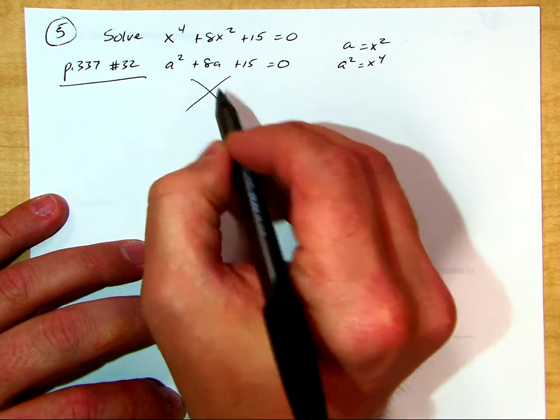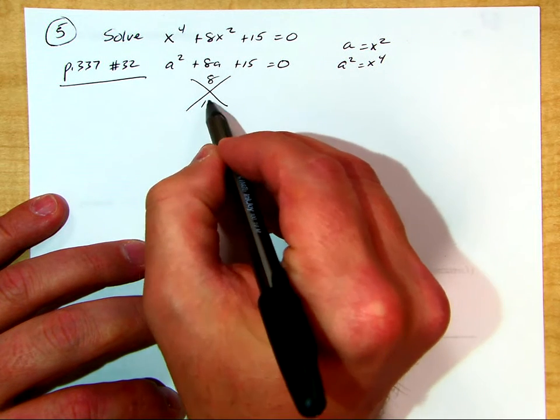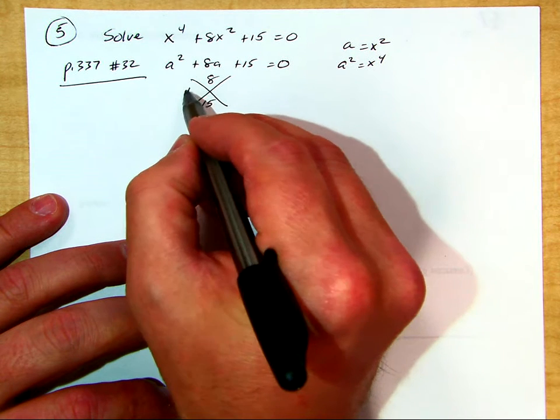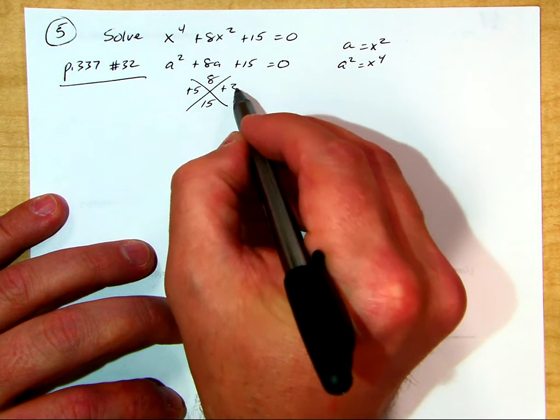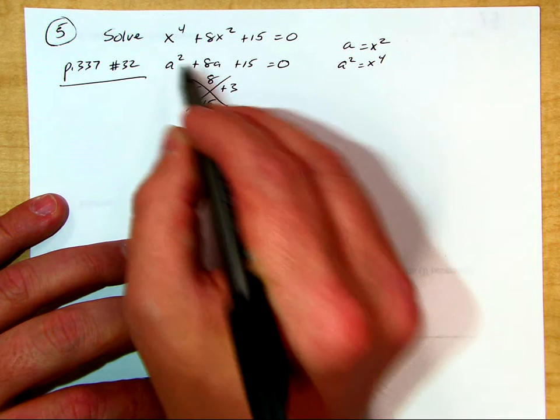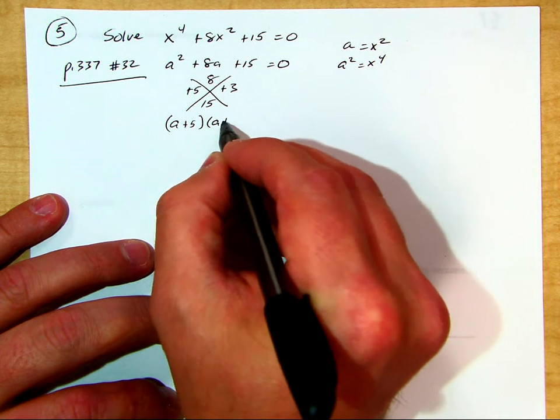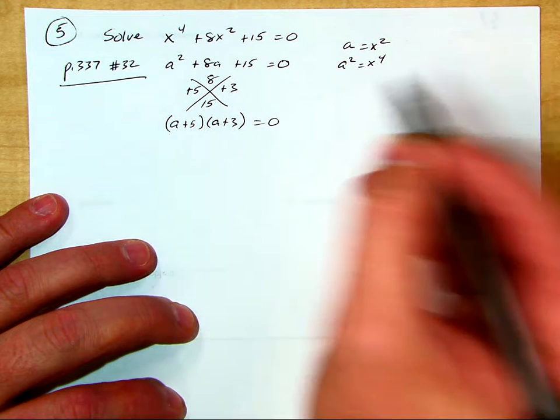So now we can use the magic x, 8 and 15. And what are the two factors that multiply to 15 but add up to 8? In this case, it's plus 5 and plus 3. So then I break the a's into a plus 5 and a plus 3. And it's still equal to 0.